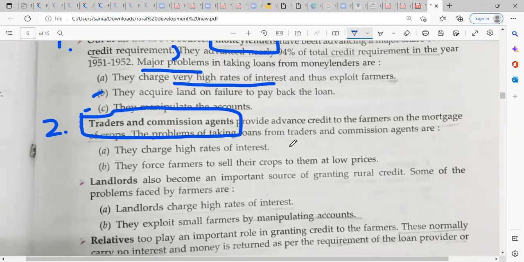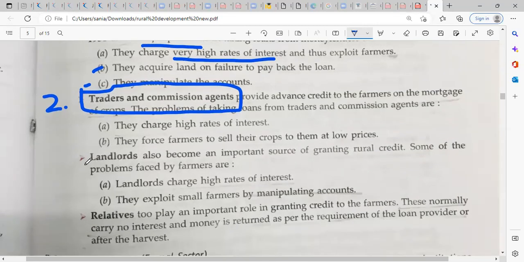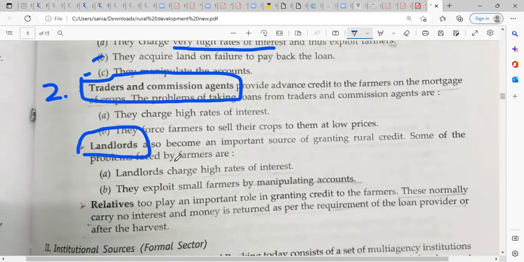Next is landlord. Ma'am, what are landlords? For example, I have lots of land, so I am the landlord. You will be taking money from me because in rural areas a lot of poor people are there. So again, landlords have high interest rates and plus they exploit small farmers by manipulating accounts.